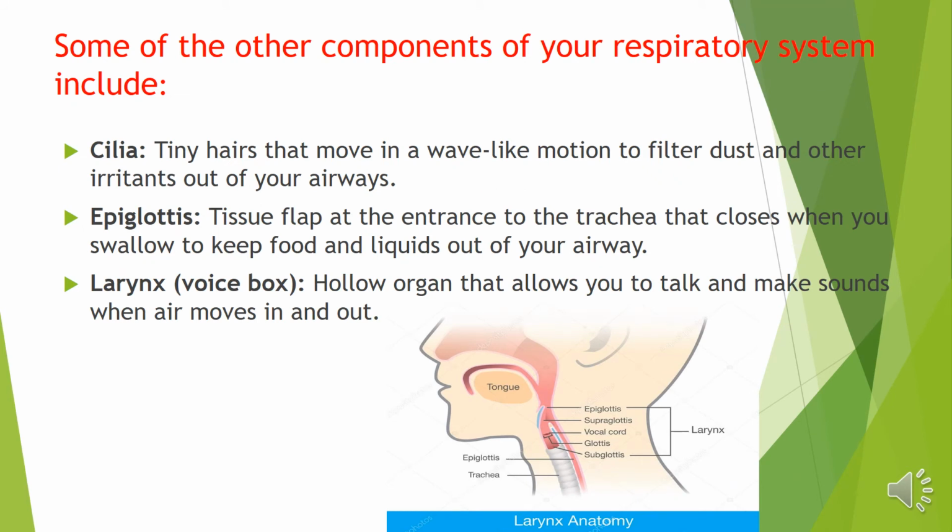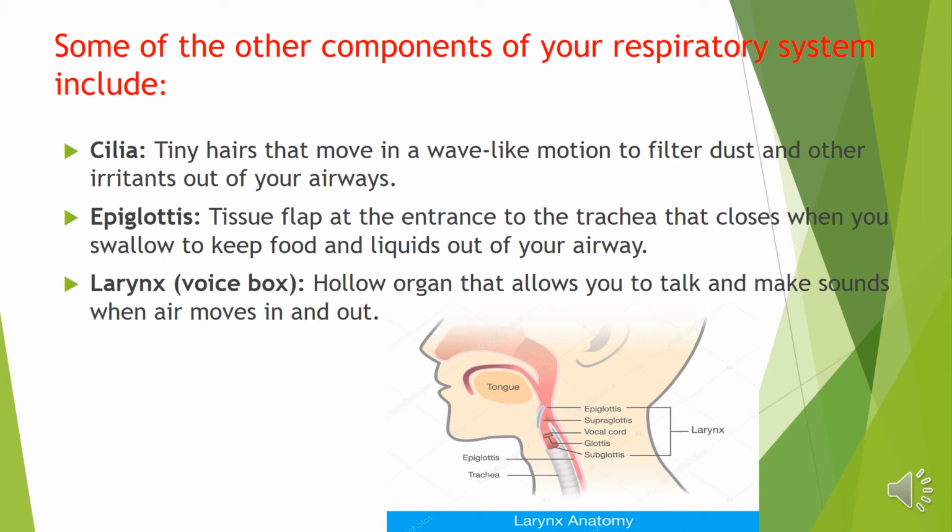Some of the other components of your respiratory system include our cilia. Remember, class, cilia are tiny hairs that move in wave-like motions to filter the dust and other irritants out of your airways. That's why, remember, my dear viewers and students, don't remove your cilia, the tiny hair inside of your nostrils. This is a protection, my dear viewers, to filter the dust and keep irritants out of your airways. Next is the epiglottis.